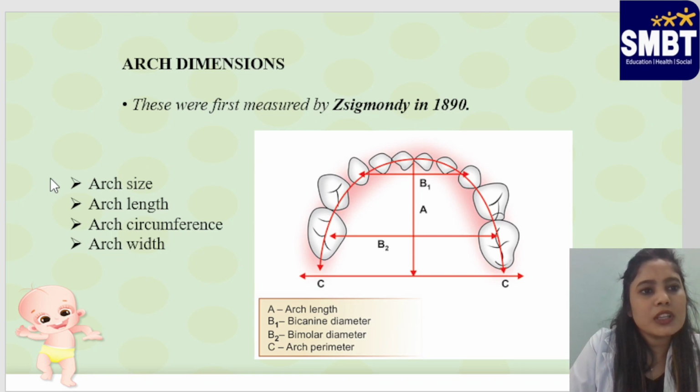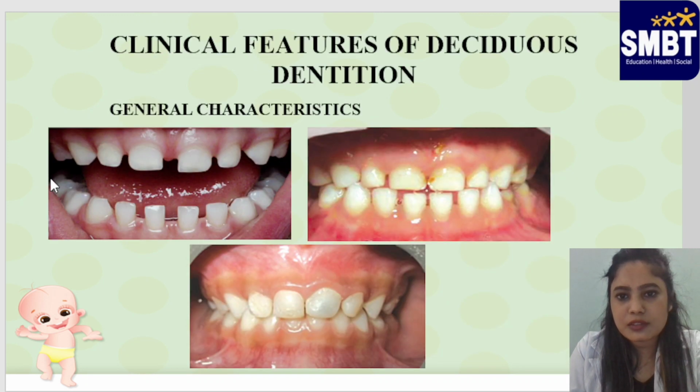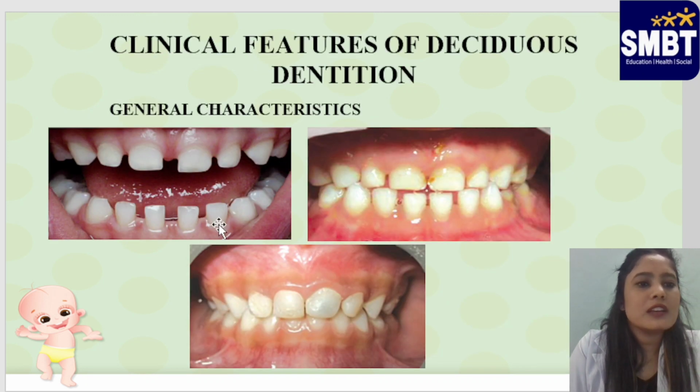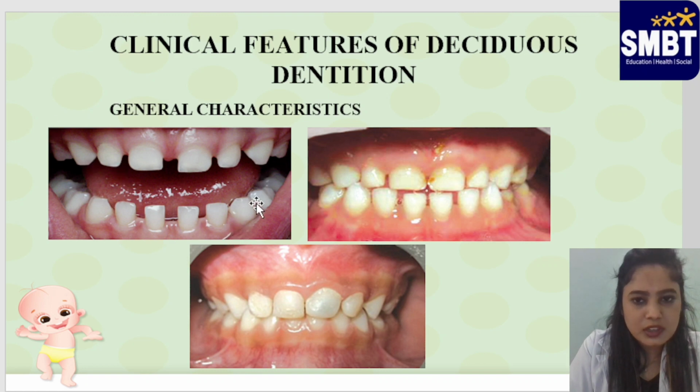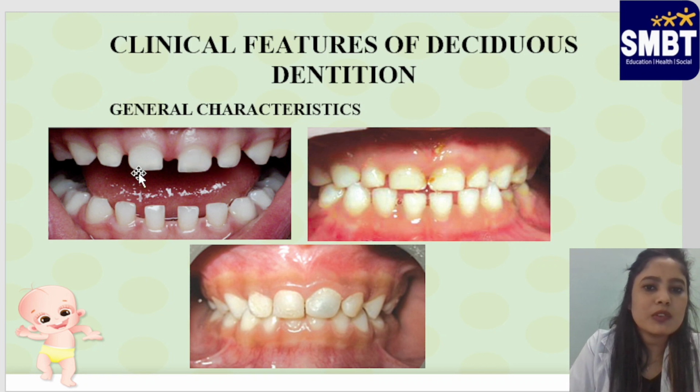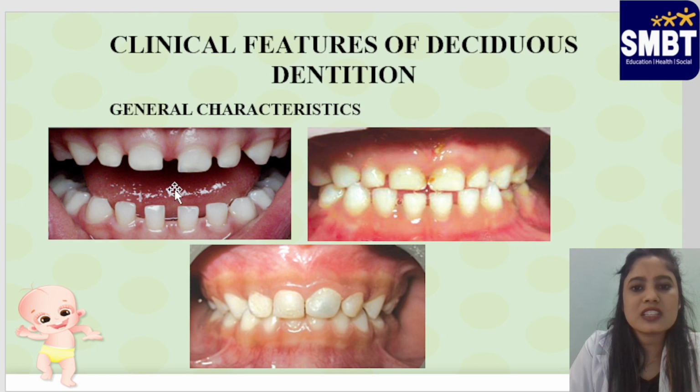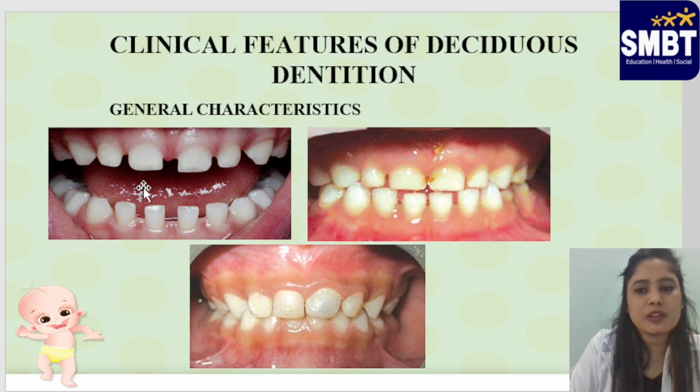Now, what are the normal clinical features of primary dentition? First of all, we have seen the spaces. These are the primate spaces, between lateral incisor and canine, and between canine and first molar in the mandibular arch. Then the interdental spaces. Spaces exist between each of the teeth in primary dentition. This is the spaced dentition, a normal feature of the primary period.